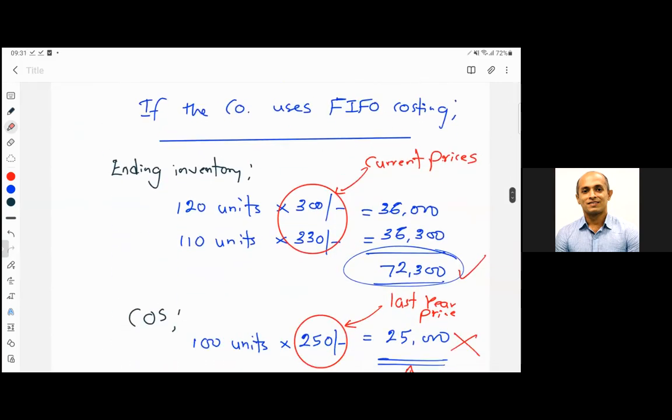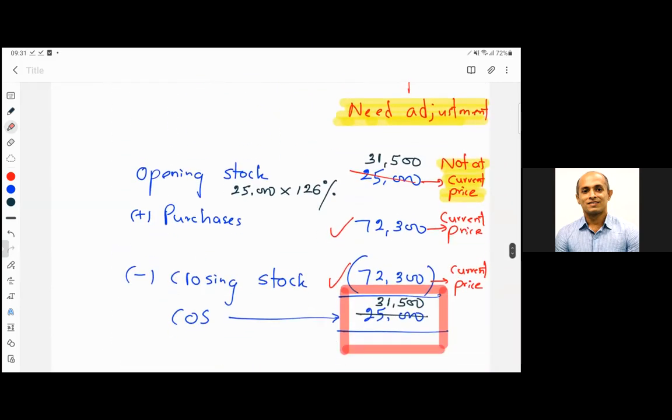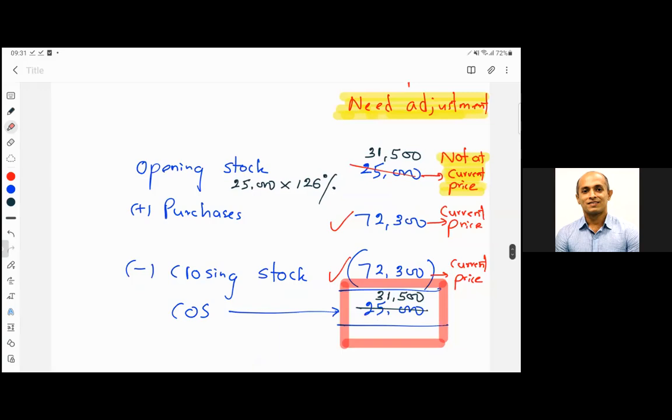Then in FIFO method, after adjusting your cost of sales, you get a close answer, 31,500. Right. So the problem is with the opening stock. Because the opening stock at the last year price, you need to bring to the current year price. So by identifying the price level changes, we have done the adjustment.